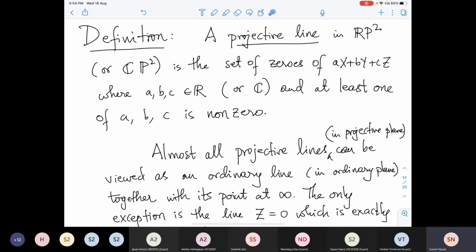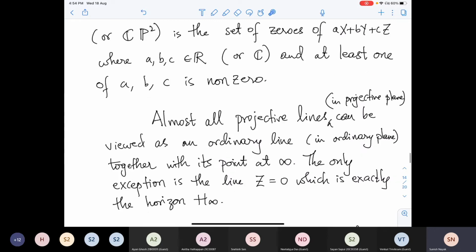Maybe I should have called them alpha, beta, gamma. And then look at the solutions of this, and those solutions will give you some triples in RP2, and that is the projective line. We'll assume that at least one of the a, b, c is non-zero, so that this is a non-zero equation.